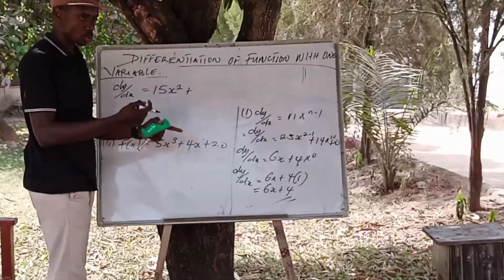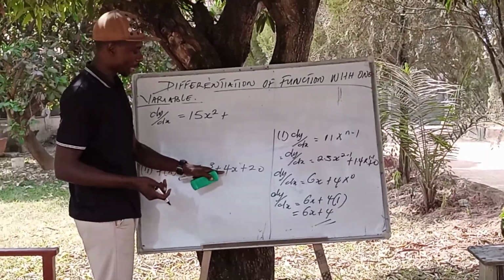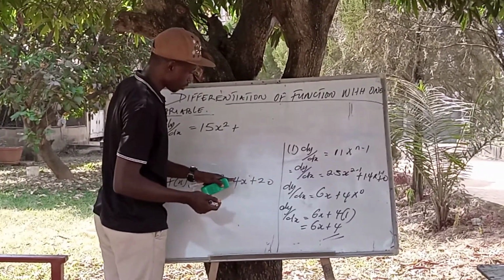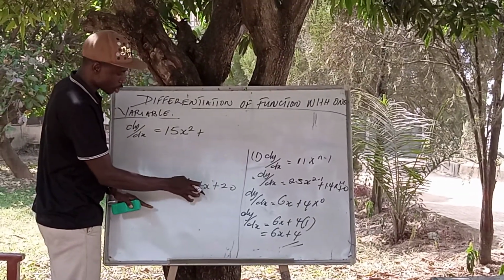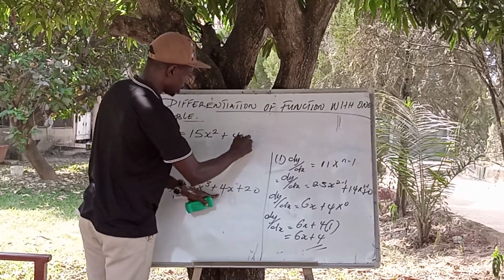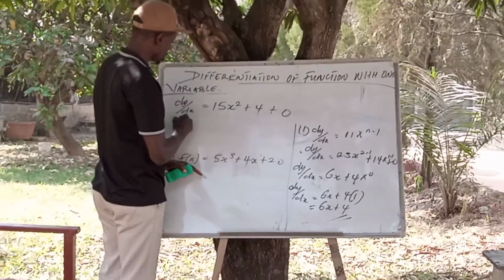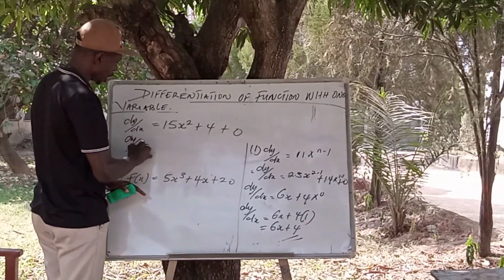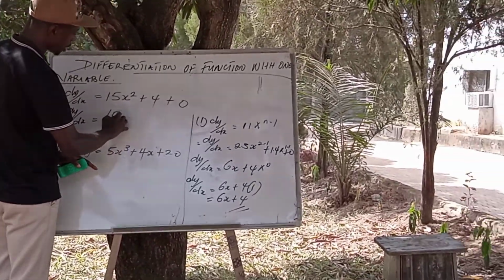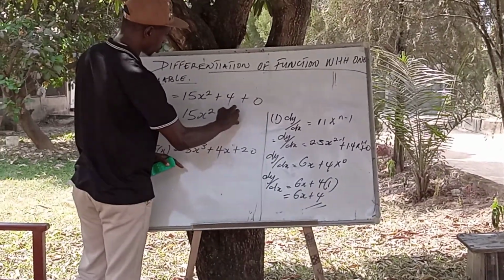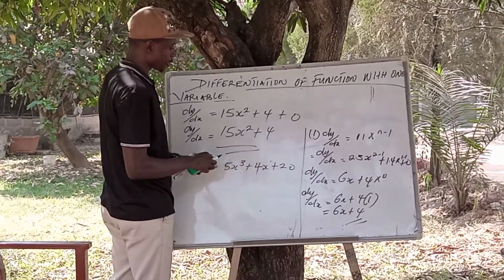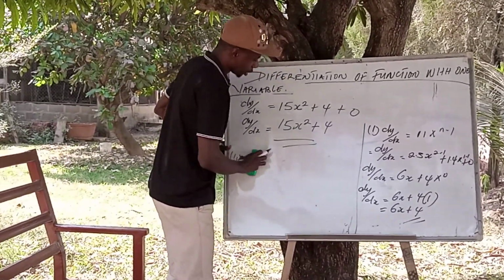1 raised to 0 is 1. 4 times 1 is what? 4. Then here is what? The dy/dx of a constant is what? 0. Then the dy/dx, you have it as what? 15x raised to power 2 plus what? 4. So this is the answer for this one using what?